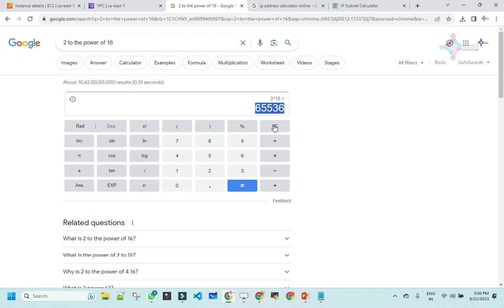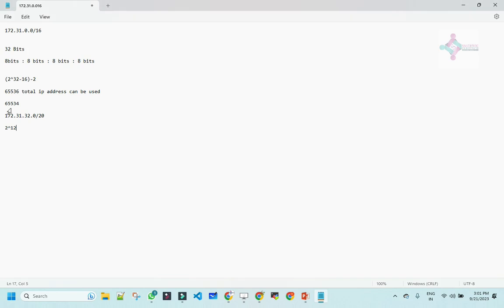Okay, how do I do it? Clear. 2 to the power... how do I put power? I really don't know. 12, equals. So basically, overall 4096 hosts can be configured, in which 2 are reserved. So that means a total of 4094 are usable.